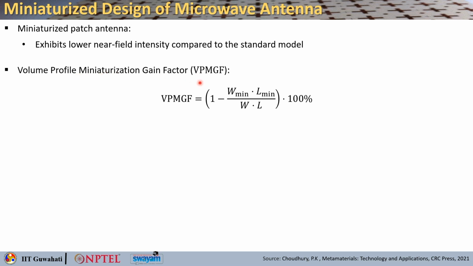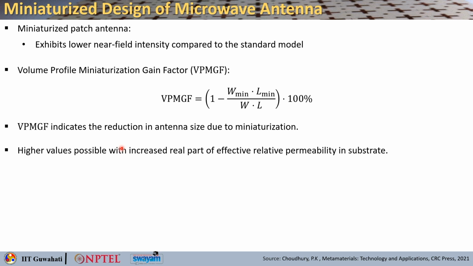It is also called VPMGF, okay, and you can obtain this as 1 minus W mean times L mean divided by W into L, into 100%. So, here L mean and W mean are basically the length and width of the patch in the miniaturized design. So, this gain factor basically indicates the reduction in the antenna size due to miniaturization.